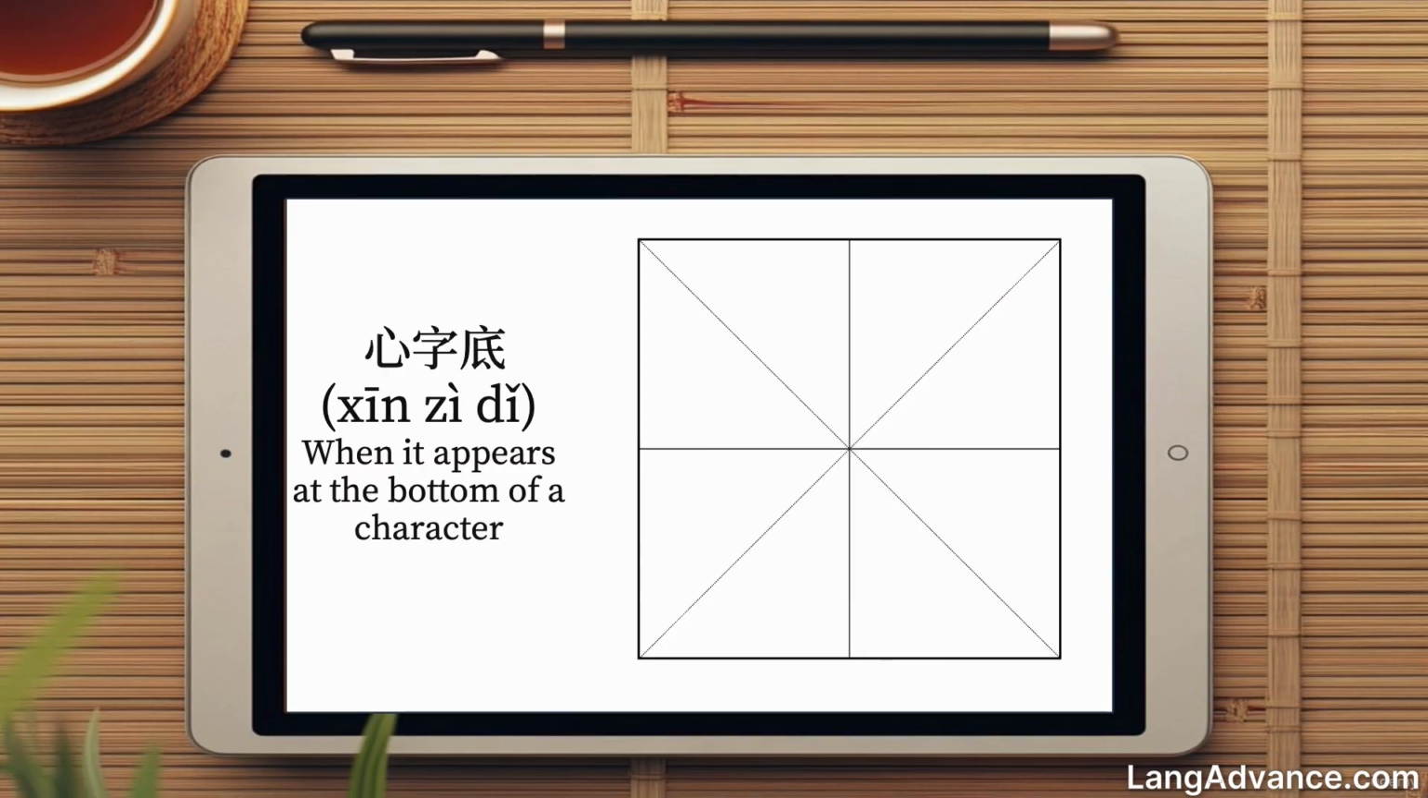Other than our left hand vertical, the xing can also appear at the bottom of a character. And how do you do that?